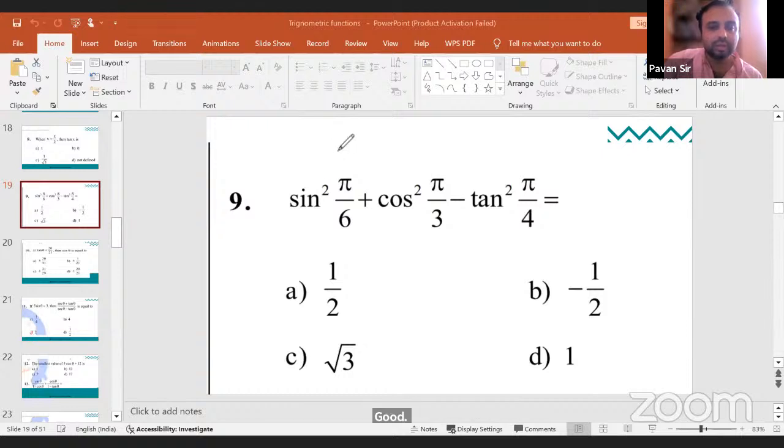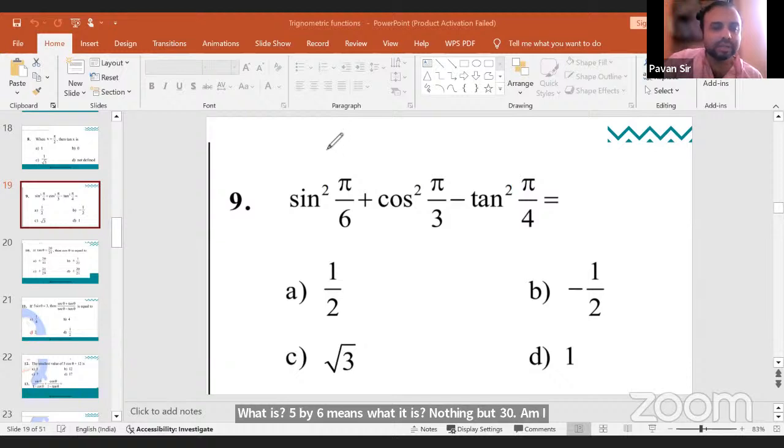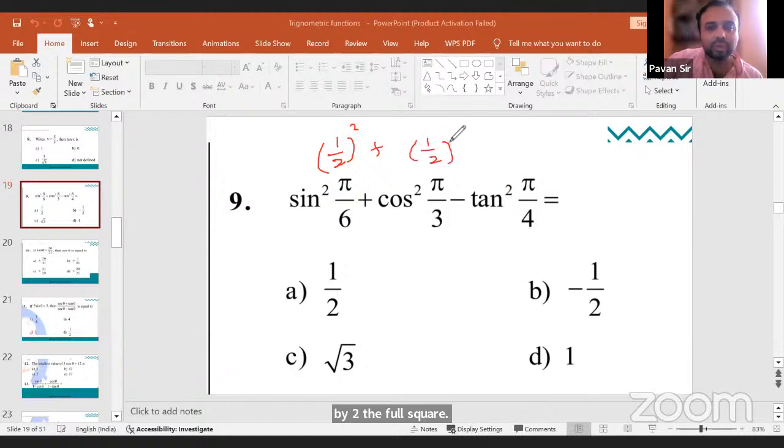So what is pi by 6? It is nothing but 30. Am I right? So sin square 30 is 1 by 2 the whole square. Cos square 60 is again 1 by 2 the whole square. Why? Because sin 30 and cos 60 are both the same. Minus tan square pi by 4, which is nothing but 1 square. I am writing the values just above. So it is 1 by 4 plus 1 by 4 minus 1.